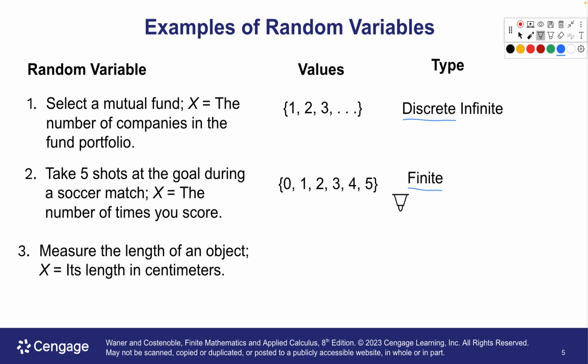And the last one, the measure of an object in centimeters, just as we discussed, really is any positive real number. It can't be negative, but that's okay. Again, there's no limit on the upper end, so it is continuous. And if you wanted to talk about it, it would be infinite because there's no upper limit.